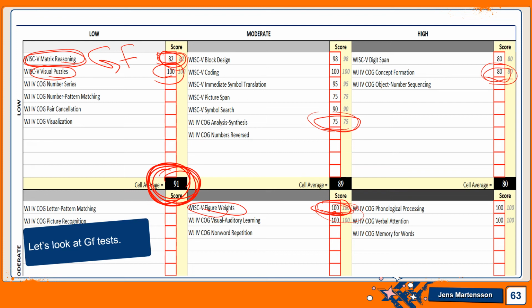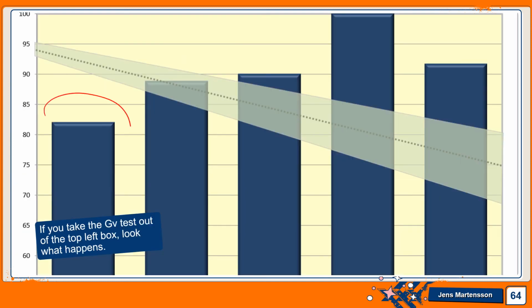But what this is saying is that when you have high scores in an area and low scores in a cell, it can mask it. It can make it look like that is an expected level for that child, but it's really not. Look what happens when I take away the 100. I get that. Just taking away the 100, now I can see that that Gf score, that 82, which is the only thing left in that cell, is not expected. This child may have a learning disability. I would have missed that had I not really thought about that.